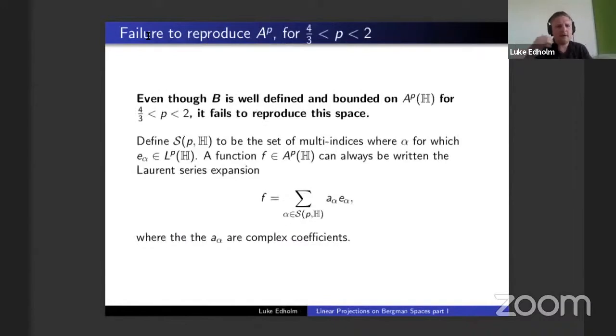Another thing to point out is this failure to reproduce AP, as I mentioned. So we know that it's bounded in this range, but suppose that we define SPH to be the set of multi-indices where the monomial E sub alpha is pth power integrable. A function f in AP can always be written as a Laurent series where alpha ranges over this set.